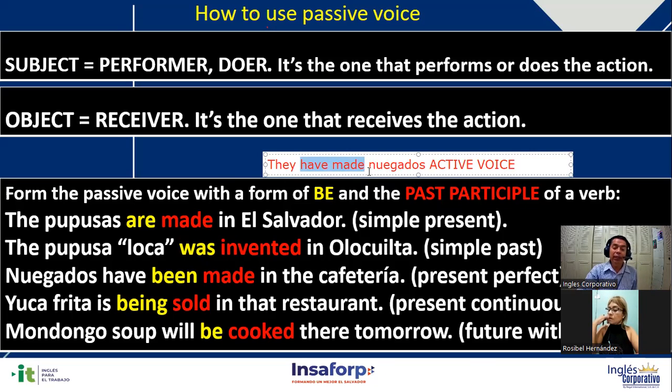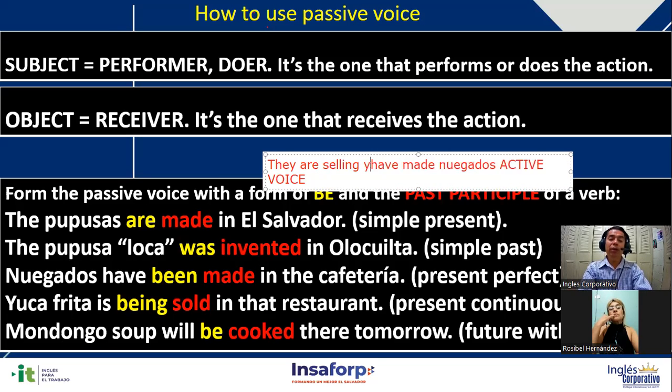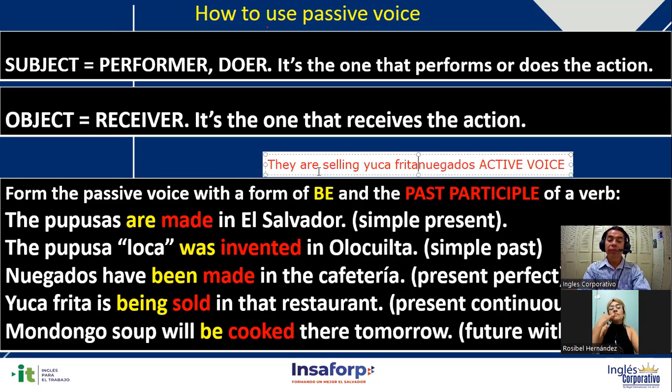La oración es así, mire. They are selling yuca frita. Ellos están vendiendo yuca frita. Mire, esa es la voz activa, ¿ves? ¿Cuál es la voz pasiva? El are selling lo cambiamos por is. Ah, no, perdón. They are selling yuca frita. Ah, sí, porque yuca frita es singular, ¿verdad? Entonces, en lugar de ponerle are, is o am, le ponemos being.